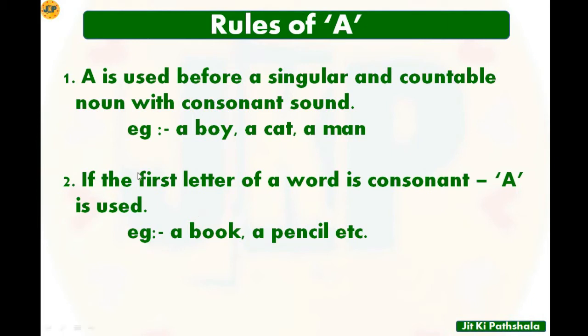Number two, if the first letter of a word is consonant, A is used. So the first and the second rule are similar. We should remember that A is used before the word where the first letter is a consonant and also the sound is a consonant. For example, a book, a pencil, etc.